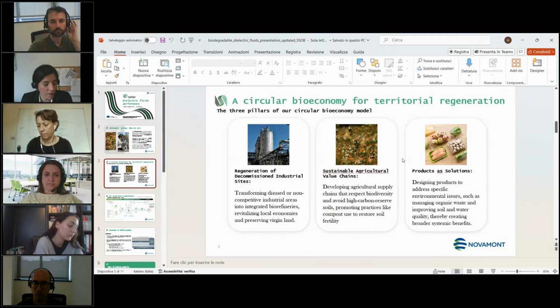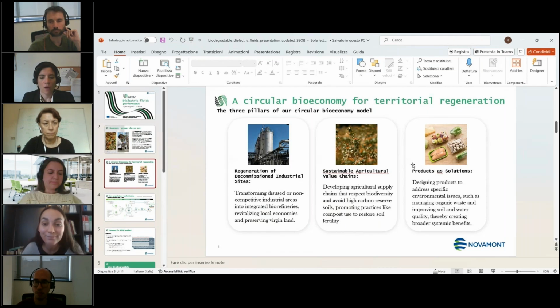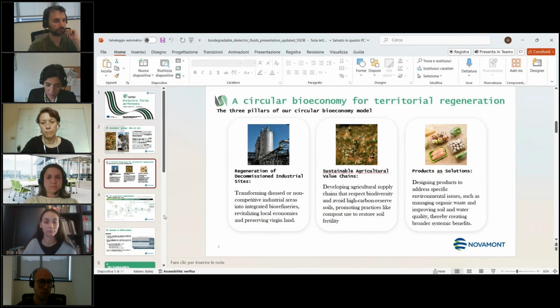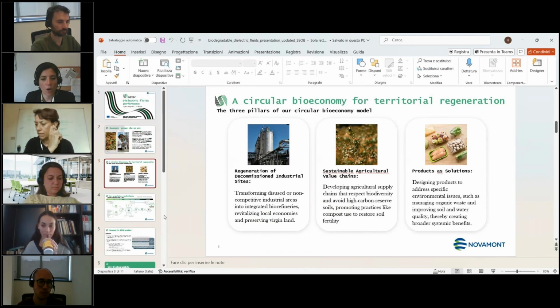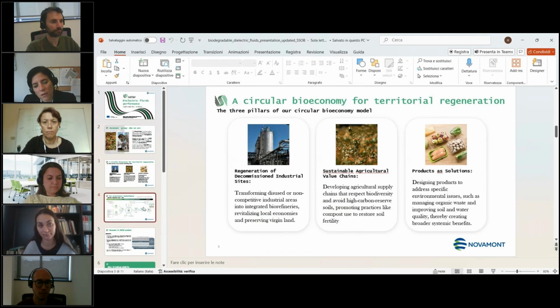And then the philosophy behind the production of our product range lies in the effort to not only create products but creating solutions to the pollution of soil, air, and water. So the point is not only to worry about the final product, but also the entire life cycle. So the sustainability in the production, during use, and then in the end of life. As I said, Novamont. Next slide, please.